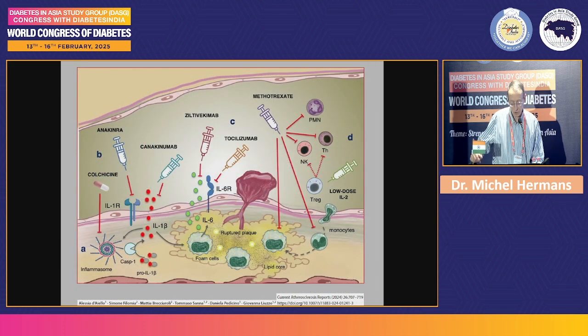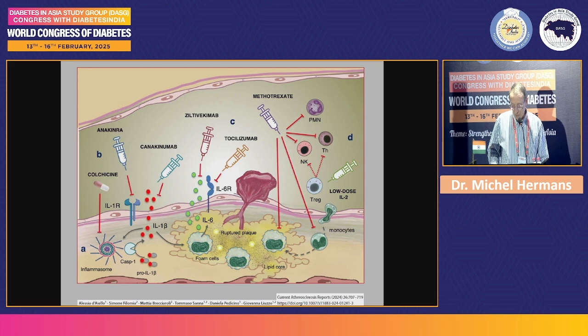And this cartoon shows you what has been investigated so far. From left to right, colchicine has been used as a microtubule polymerization inhibitor. Then you have antibodies targeting either interleukin-1 beta or its receptor. And then again, you have monoclonal antibodies targeting interleukin-6 or its receptor. And then at the end of the spectrum, you can even target white blood cells using methotrexate or try to generate regulatory T cells using low-dose interleukin-2.